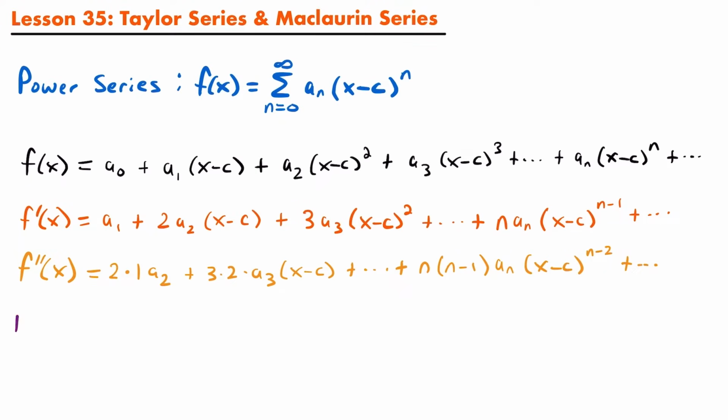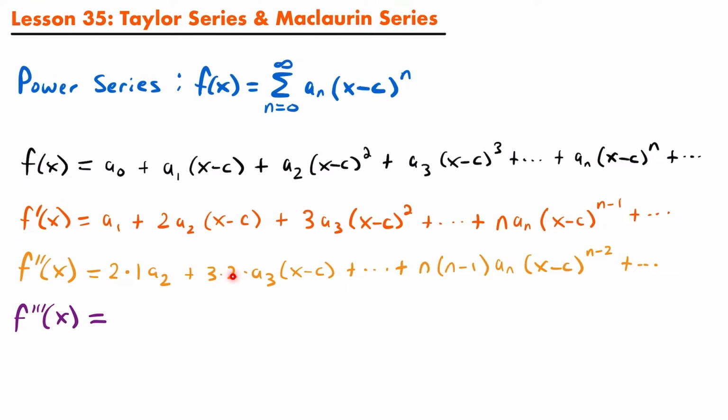Let's take a look at f triple prime, the third derivative of our power series, by taking the derivative of each of the terms from our second derivative. In this case, the derivative of 2 times 1 times a sub 2 is just going to be 0 because 2 times 1 times a sub 2 is just a constant. A sub 2 is a constant, and 1 and 2 are also constants. And so that term will become 0, but I'm not going to write that. So let's move on to our next term.